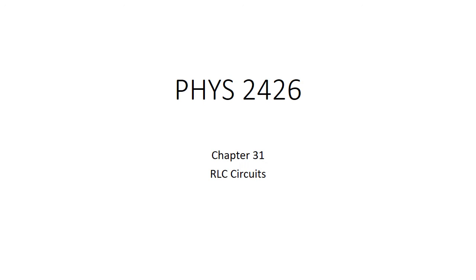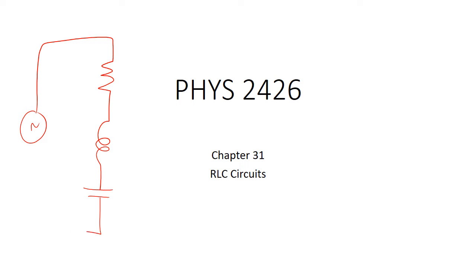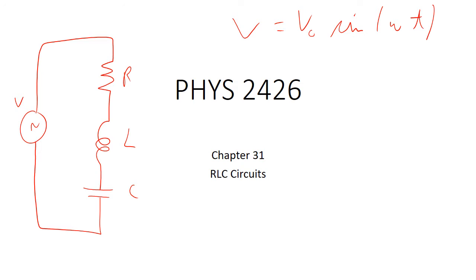So now what we want to do is see what would happen if we had a resistor, inductor, and a capacitor in one circuit. In this case, I'm going to make a series RLC circuit. Okay, and so we have a voltage source. We're going to say the voltage is V0 sine omega t.